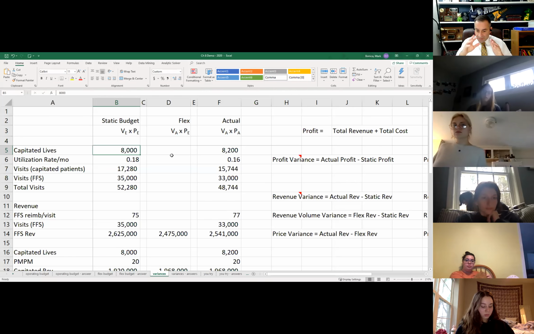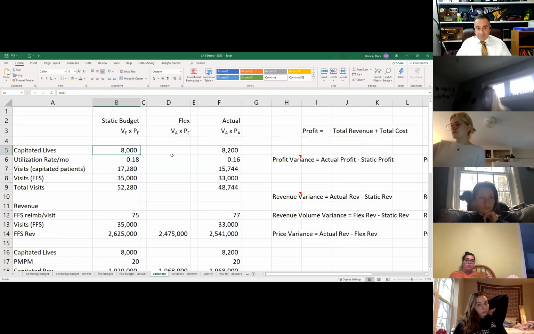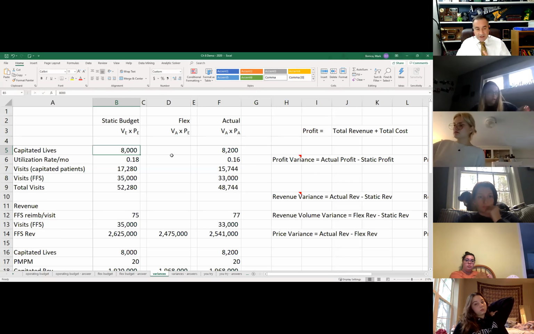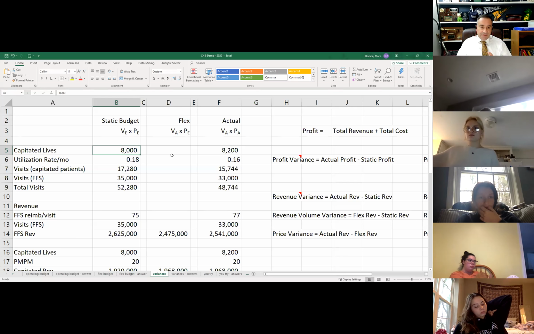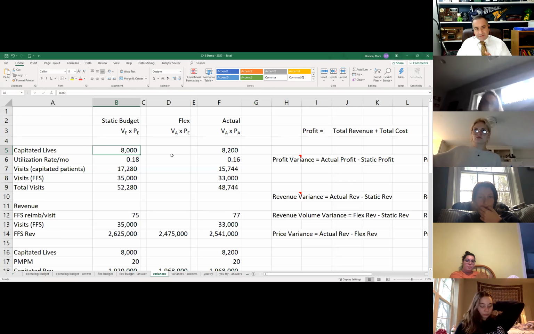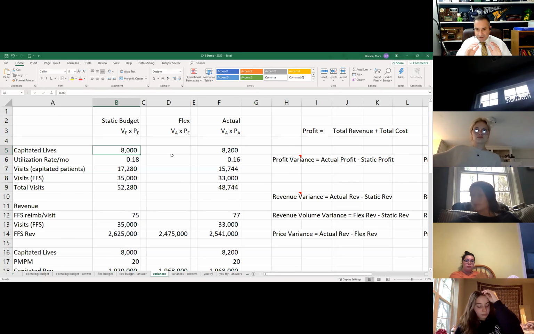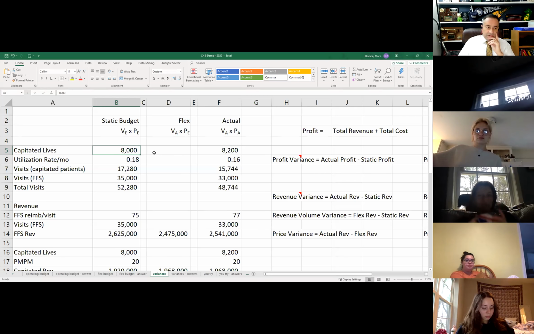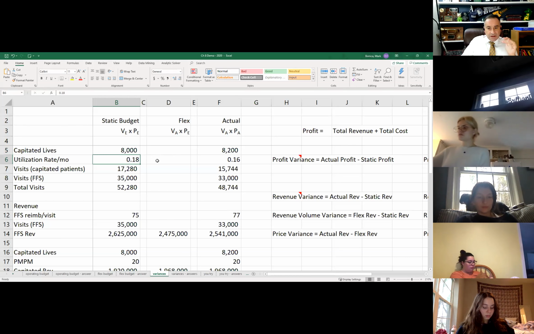So if we're going to draw this on a graph, it would be a horizontal line because it doesn't vary with the number of visits, right? If we were drawing revenue versus visits, well, we get the same amount of revenue regardless of the number of visits. So the contract is a fixed payment regardless of the number of visits. So in this case, they've got 8,000 capitated lives that they're going to receive this per member per month payment for. Then they have a utilization rate per month.